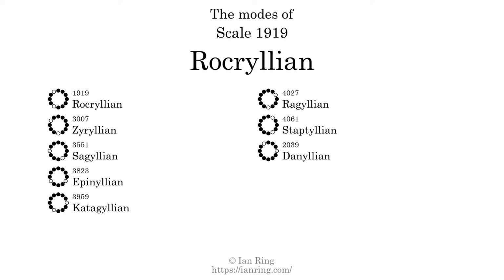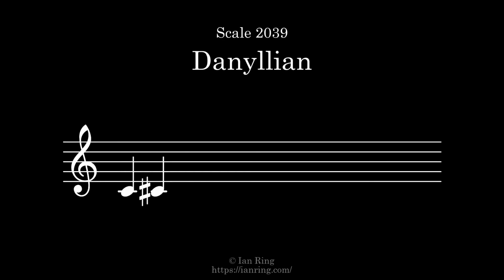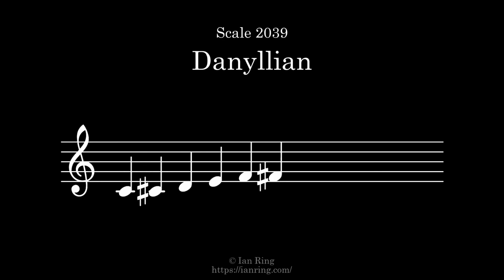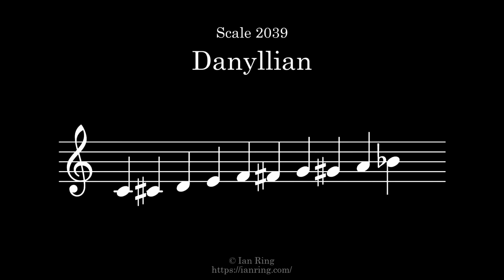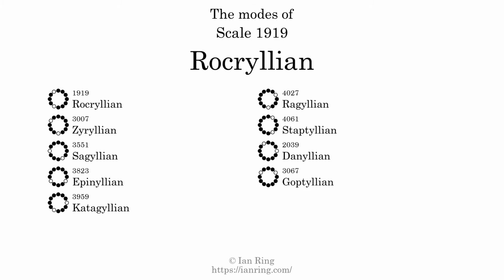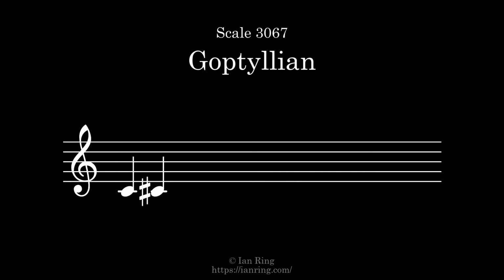The eighth mode is scale 2039, also known as Danelian. It sounds like this. The ninth mode is scale 3067, also known as Goptillian. It sounds like this.